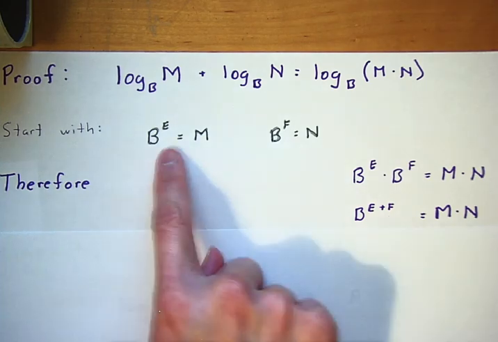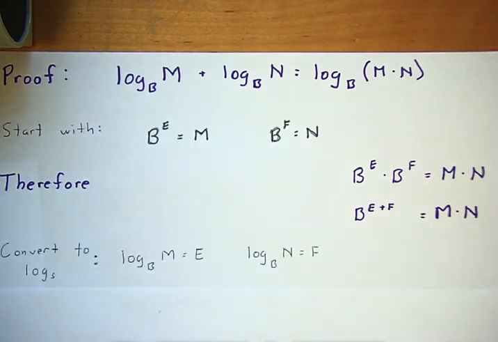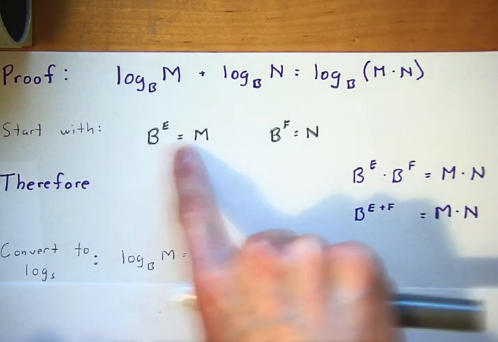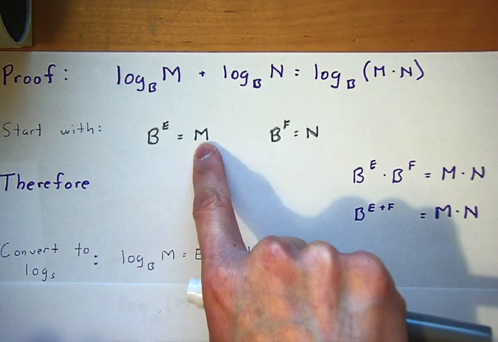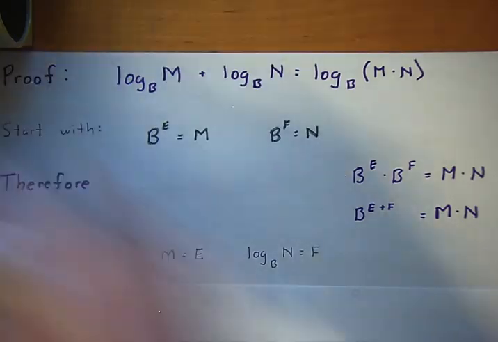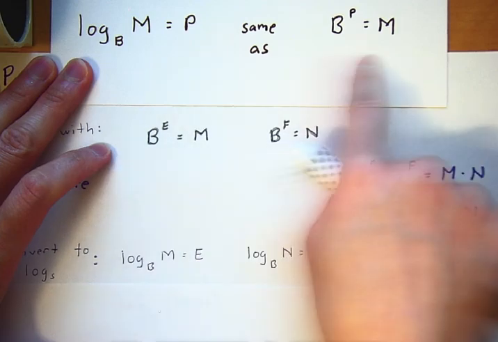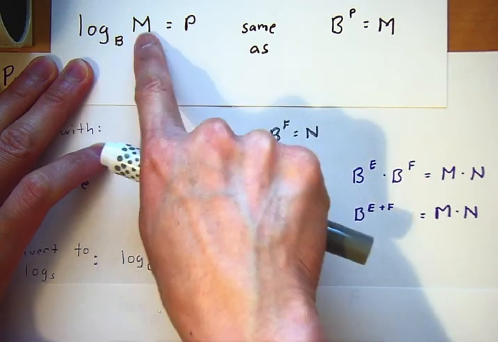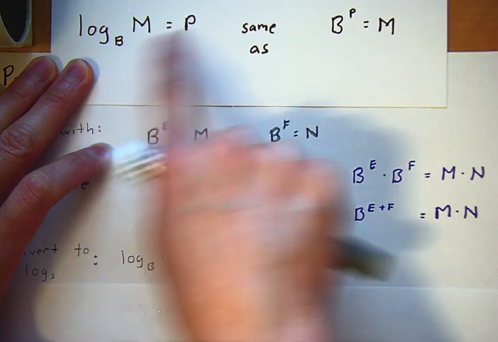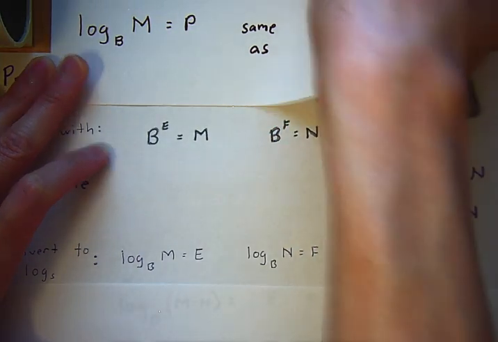All right, so now for these three, we're going to convert it into a log. So changing this to a log, log base B of M should equal E. And I'm just right now using this right here. If you have log base B of M equal to P, then B to the P equals M. B to the P equals M.